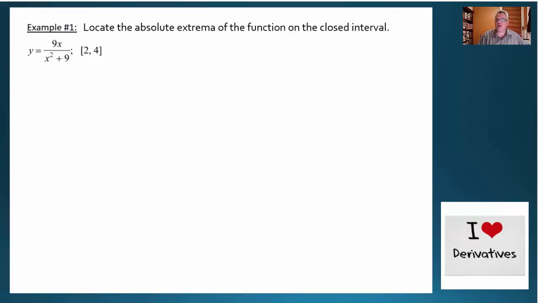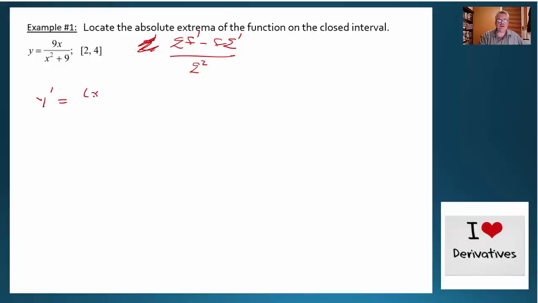So this one's a rational function, and we got to find the critical points. So first we got to find the derivative. Since it's a rational function, we have to use the quotient rule: g times f prime minus f times g prime over g squared. We've been here a number of times, so we're familiar with the quotient rule.